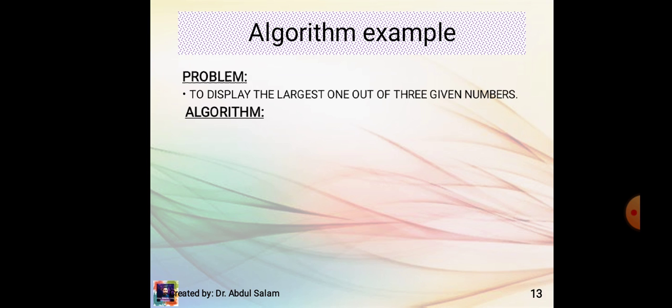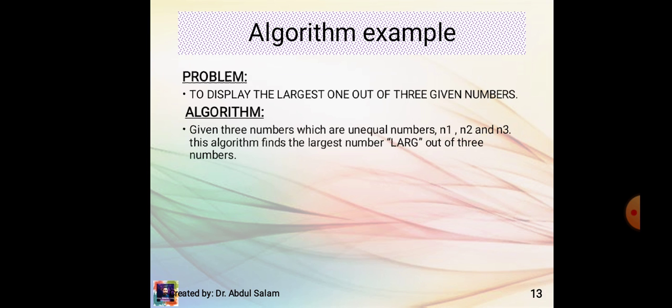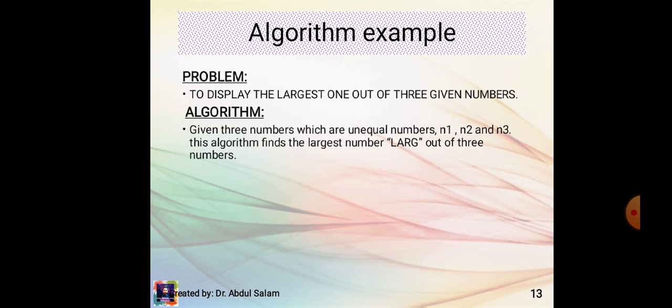Algorithm example. Problem is to display the largest one out of three given numbers. An algorithm is given three numbers which are unequal numbers n1, n2, and n3. This algorithm finds the largest number large out of three numbers.